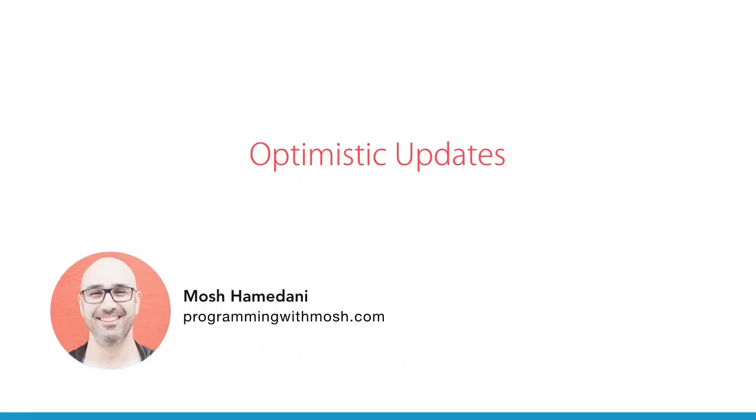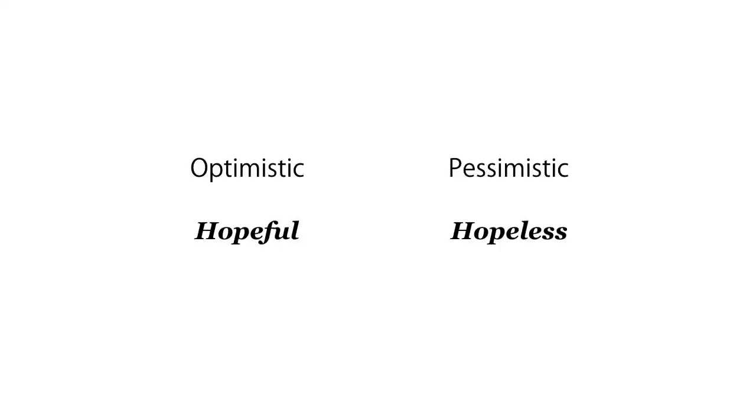In this lecture, I'm going to talk about optimistic and pessimistic updates. Now, if you're not a native English speaker, you may not know the meaning of these words. Optimistic means hopeful, whereas pessimistic means hopeless or negative. What do I mean by these?